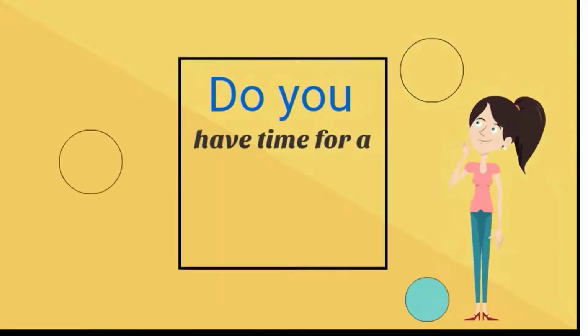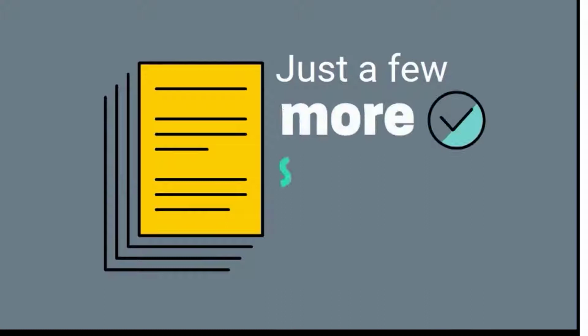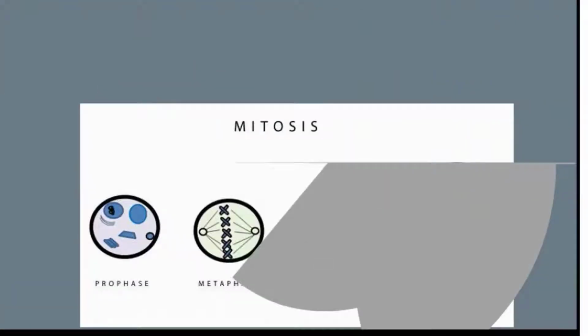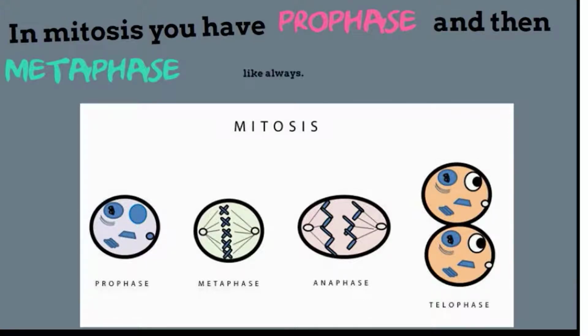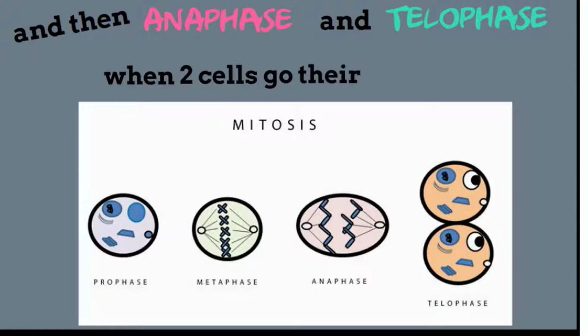Do you have time for a quick review? Just a few more slides and then we are through. In mitosis you have prophase and then metaphase like always. And then anaphase and telophase, when 2 cells go their own ways.